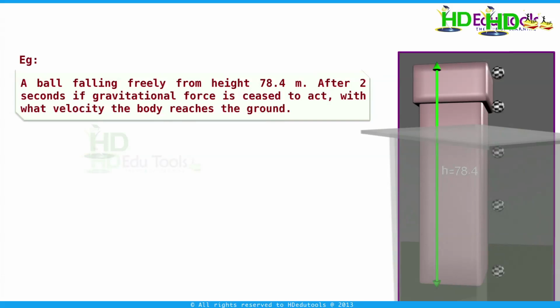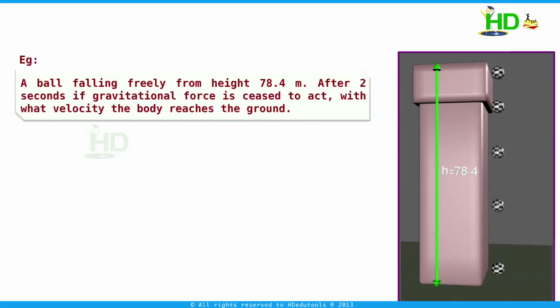Suppose in the same problem, when you just drop the body and gravitational forces disappear, then at this position there is no gravitational force. That means acceleration is equal to 0. In this case, the body will remain there itself. But in this case, during 2 seconds, it gets some velocity, and with that velocity the body reaches the ground. Now after 2 seconds, the velocity is v equivalent to g into t.